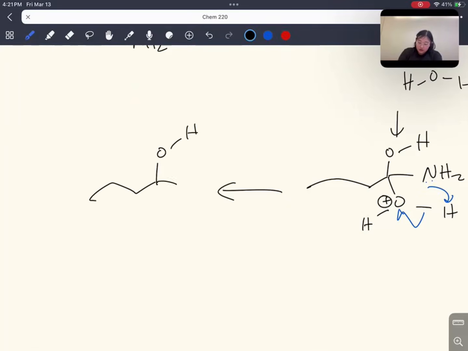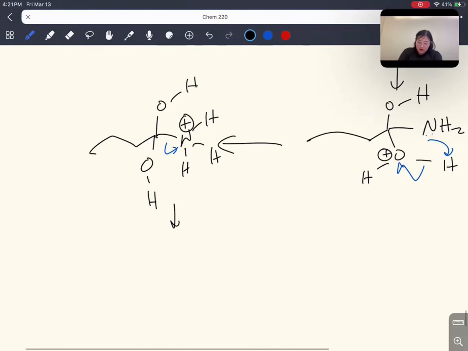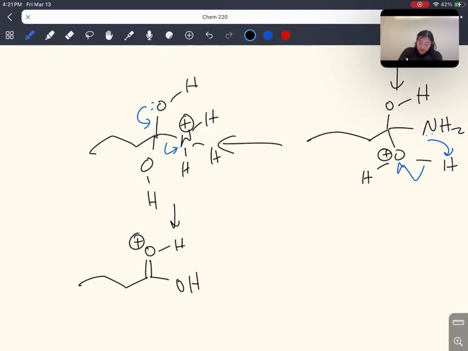And so now you have a positive nitrogen and you have OH. And so now what this can do is this N can leave, and it'll leave as an amine. And if that leaves, something else has to make up for it. So the lone pair will push in to become a CO. We'll remake the CO double bond. And then you have NH3.